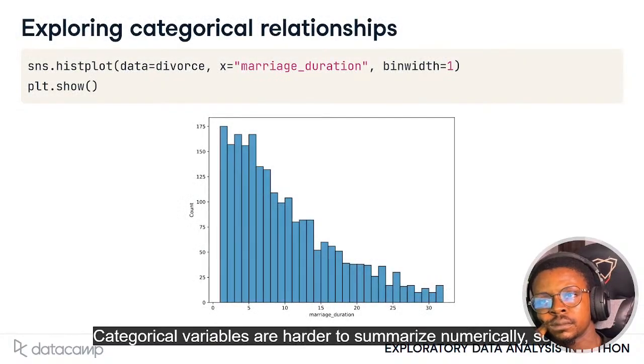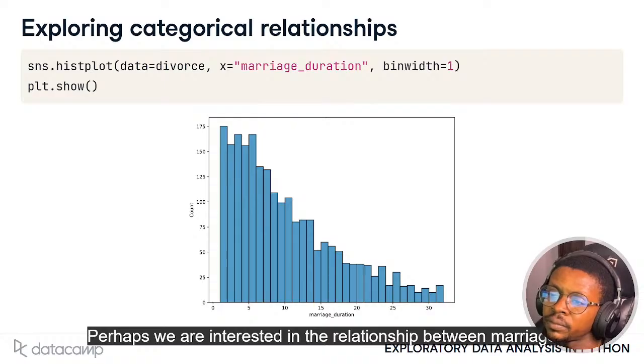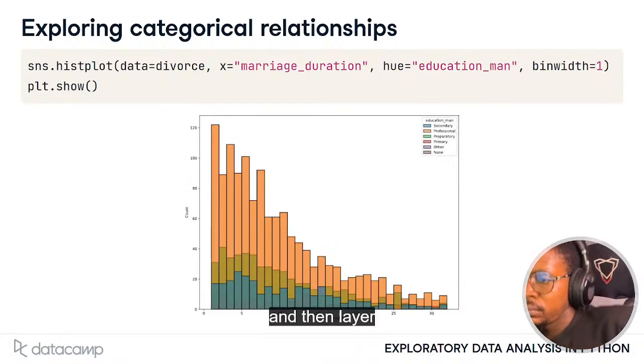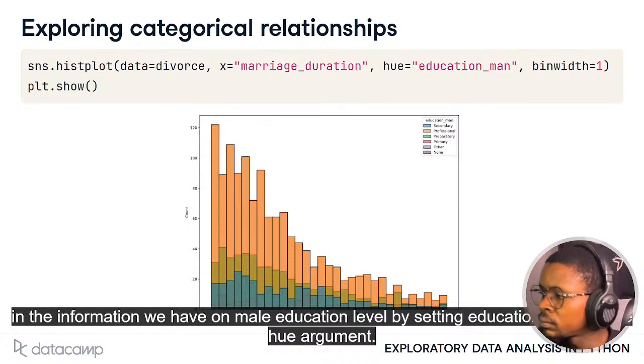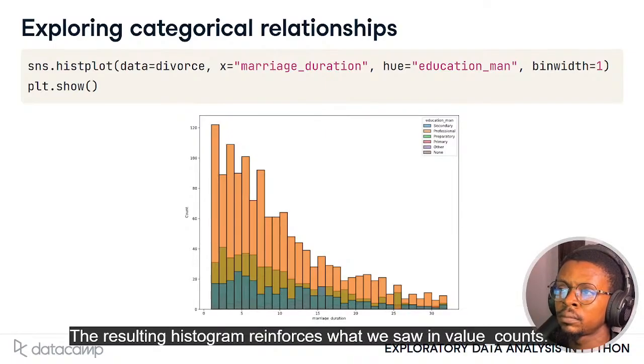Categorical variables are harder to summarize numerically, so we often rely on visualizations to explore their relationships. Perhaps we are interested in the relationship between marriage duration and the education level of the man in the dissolved marriage. We could begin by making a histogram of the distribution of marriage duration, and then layer in the information we have on male education level by setting education man as the hue argument. The resulting histogram reinforces what we saw in value counts. We have a lot of information on males with professional level education.